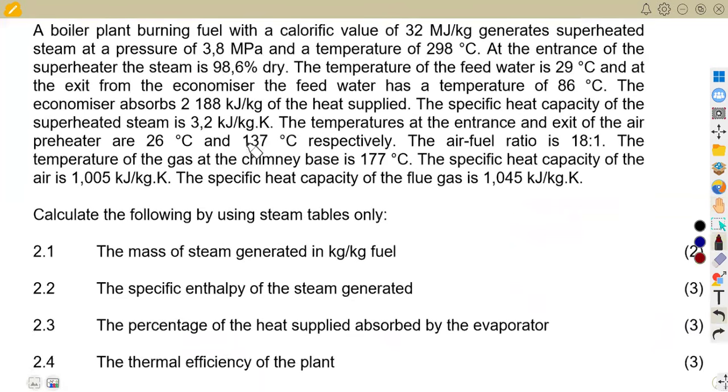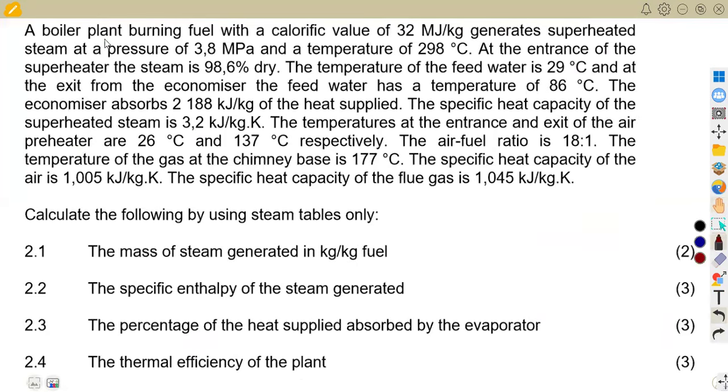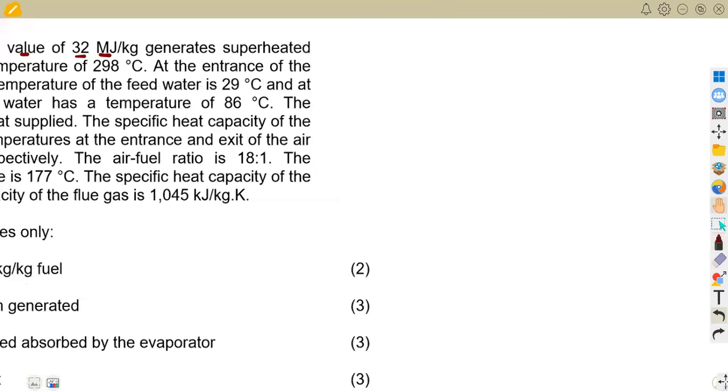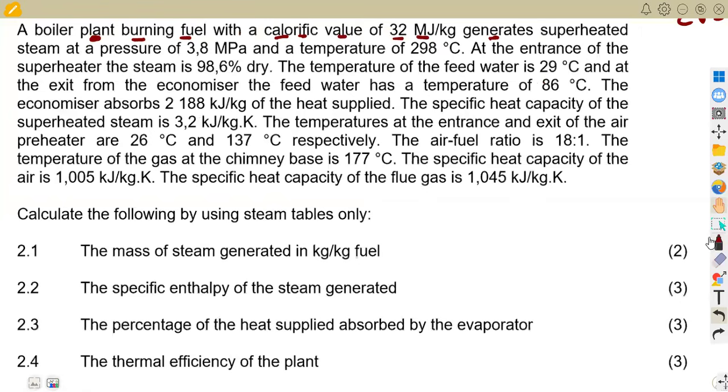We are given a boiler plant, all right. In this case, it's burning fuel with a calorific value of 32 megajoules per kilogram. So just write this in kilojoules so that we do not have problems at the end. So this is our calorific value of 32,000, multiplied by 1,000. That will be kilojoules per kilogram. And it generates superheated steam at this pressure.